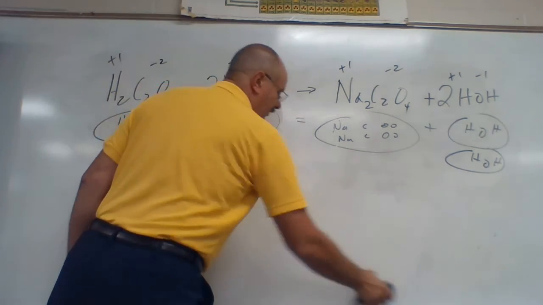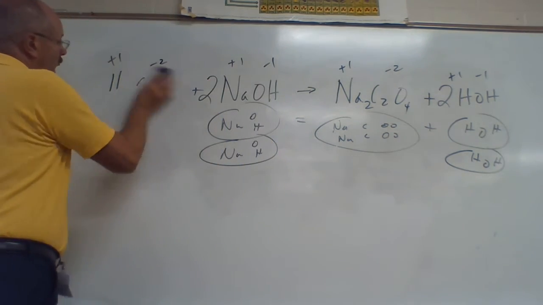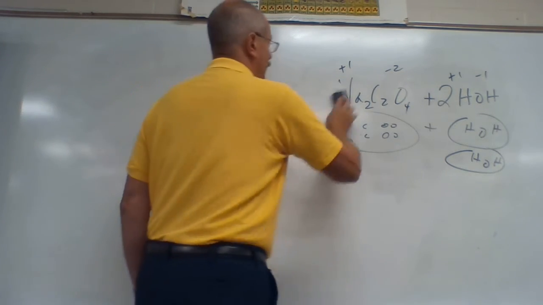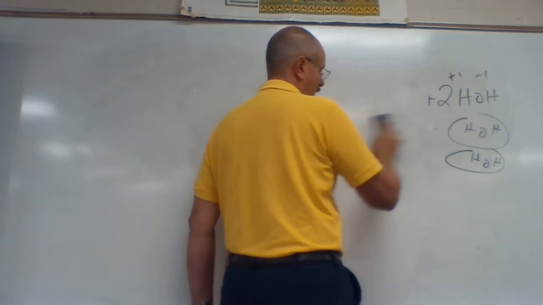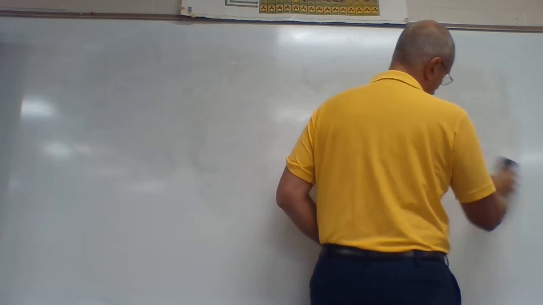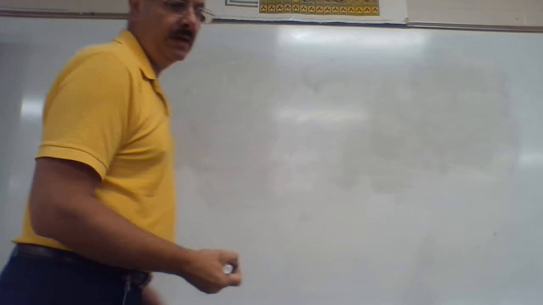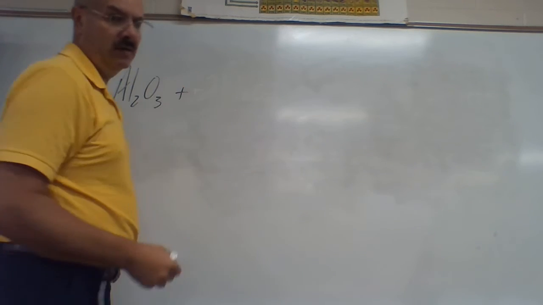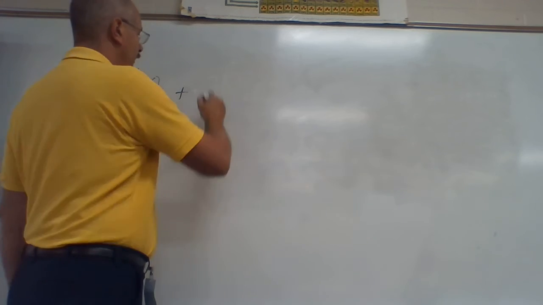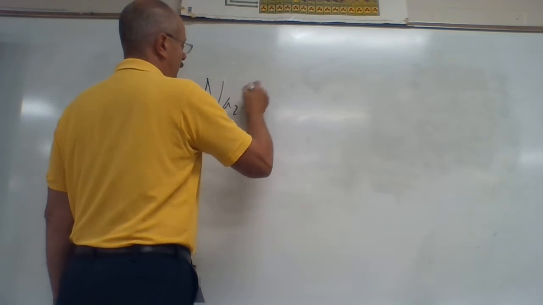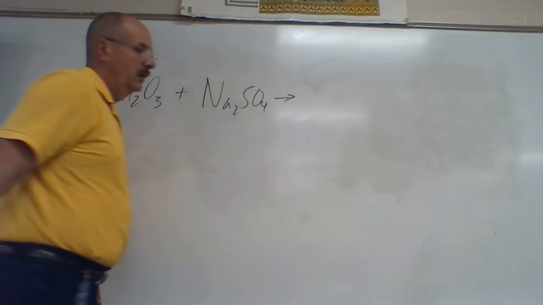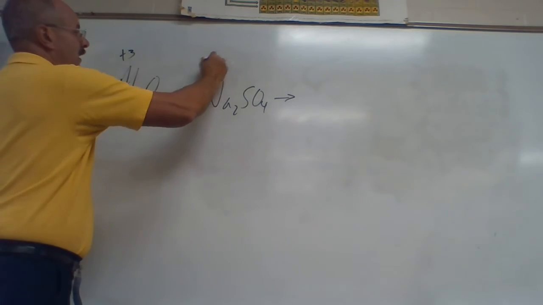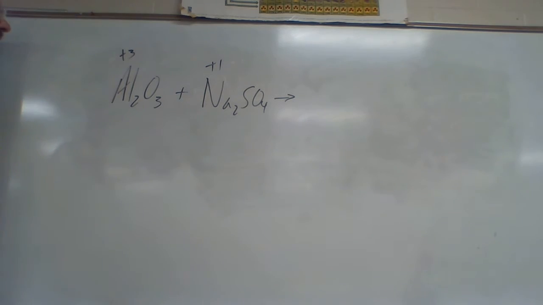All right, last double replacement one. All right, Al2O3 plus Na2SO4. All right, identify the 2 positives. Al, he'd be a +3. Na, he's a +1. There's my 2 that are going to trade places.